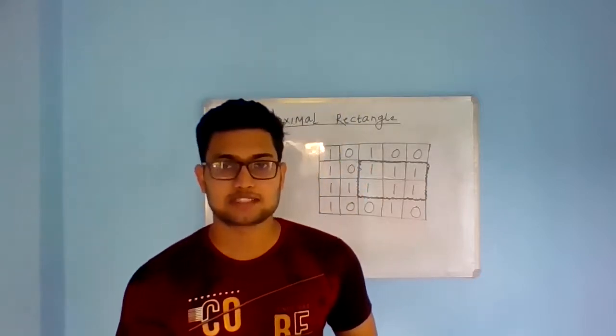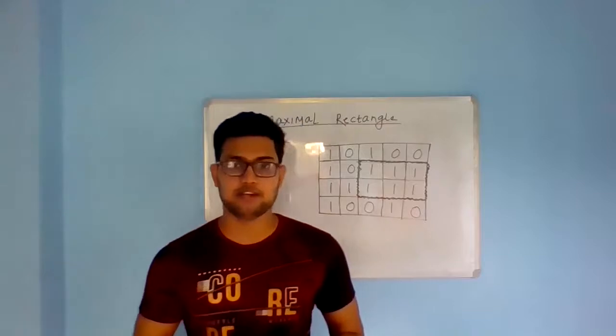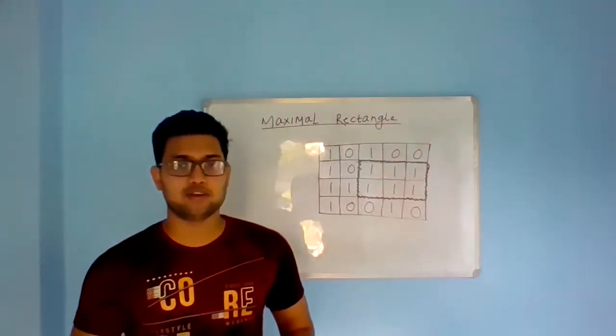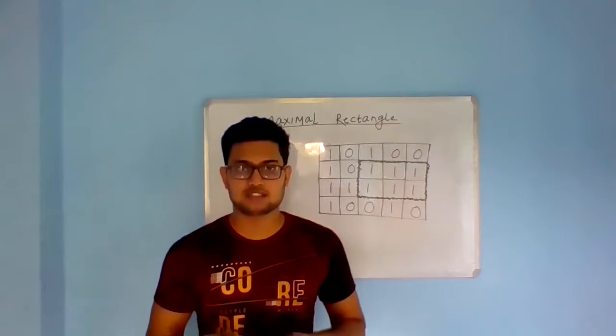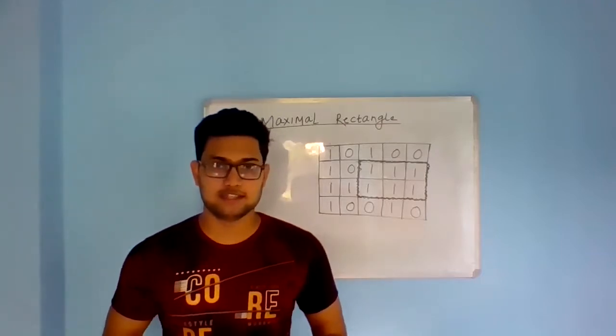So the question is maximal rectangle. In this question, we have a binary matrix which contains zeros and ones, and we need to find out the maximum sized rectangle which contains all ones, okay? And we need to return its area.